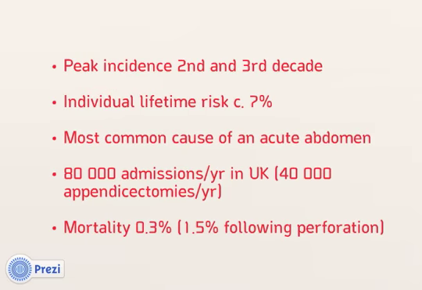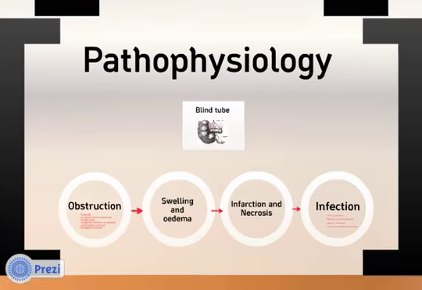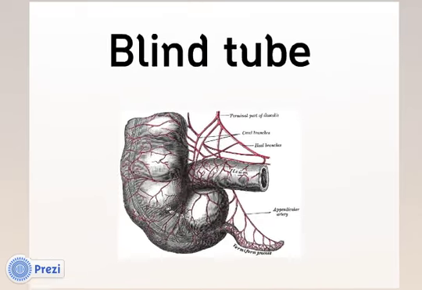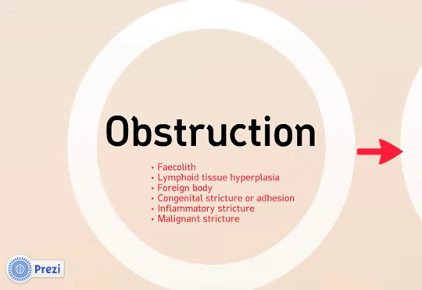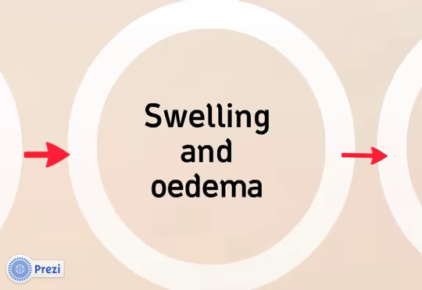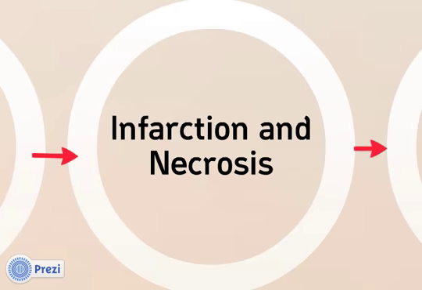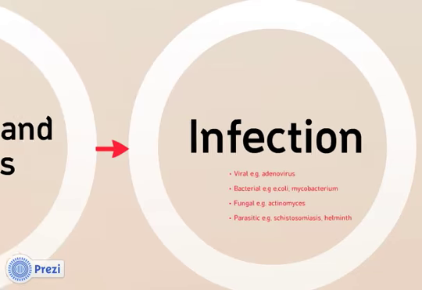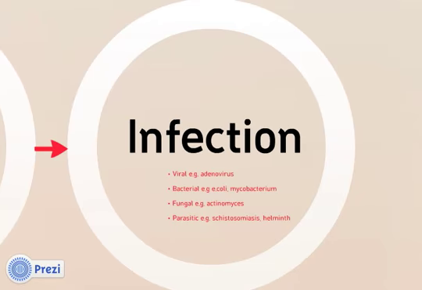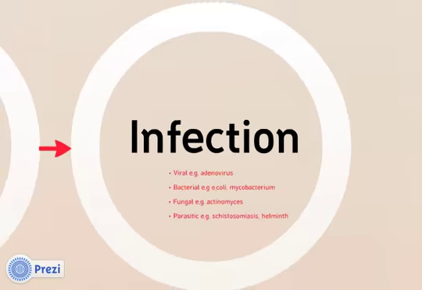In terms of etiology, appendicitis usually affects people in their second and third decade and causes up to 80,000 admissions to hospital per year in the UK. In terms of pathophysiology, firstly, there is obstruction of the blind-ended tube, followed by swelling and edema, infarction and necrosis, particularly as the appendicular artery is an end artery, and then infection, most commonly with bacteria such as E. coli.